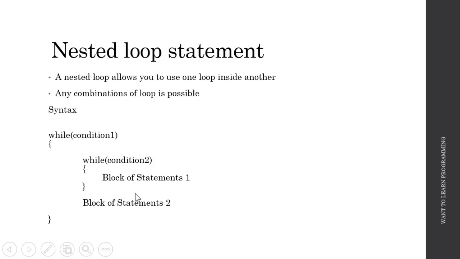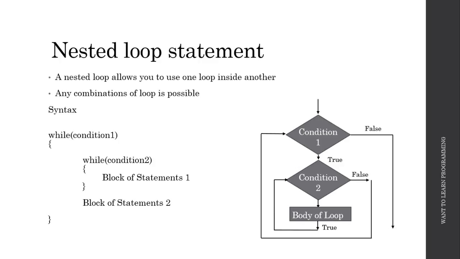So let's look at the flow chart. By this flow chart, we can come to know that for every iteration of while loop 1, the complete while loop 2 all iterations run. So this is nested loop. Let's look at a sample program to check how nested loop runs.